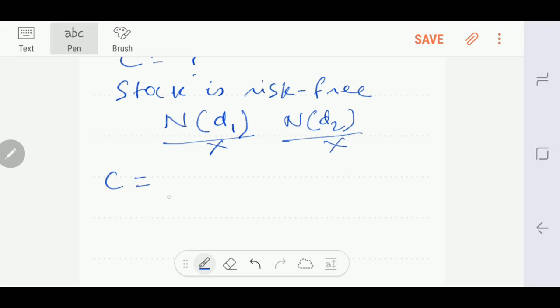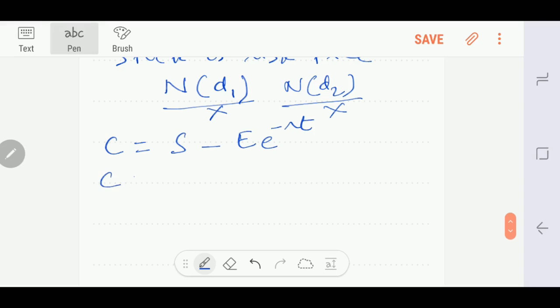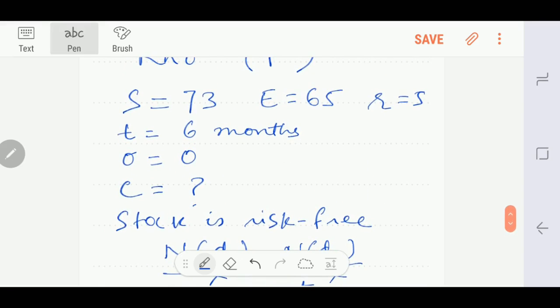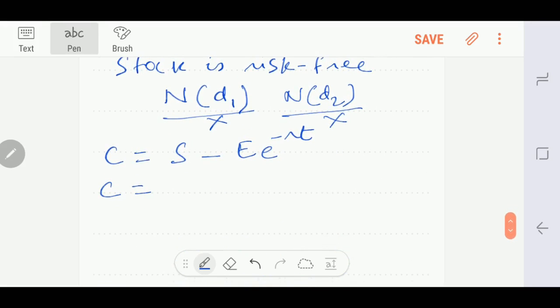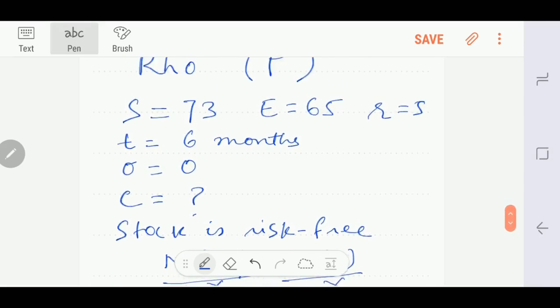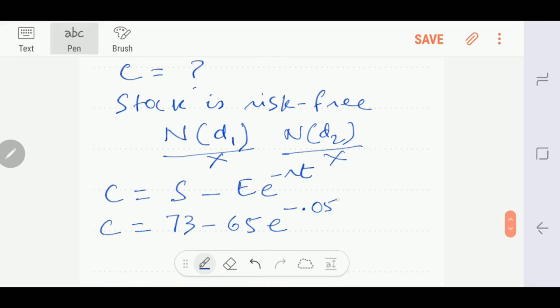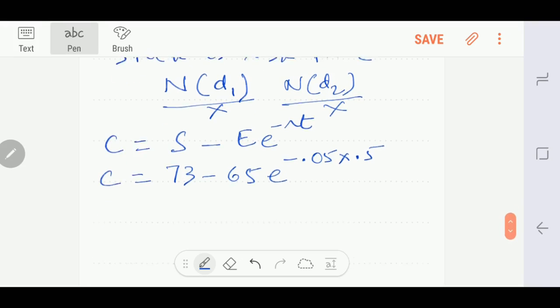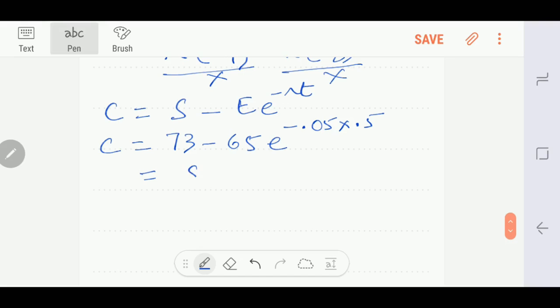So what remains is that the call will be equal to S, and we don't need the N of D1, so we can simply subtract E and compute its present value here, and then we don't need to multiply it with N of D2 because that's also not needed. So we can just plug in the numbers. C is equal to, let's check, the stock price is $73 and the exercise price is $65. So $73 minus $65, and we need to discount this 65 by multiplying it with e raised to the power of minus r, where r is equal to 5%. So we write 0.05 multiplied by time, which was 6 months, so that is half a year, so I'm writing 0.5. When you run this calculation on your calculators, you will arrive at a call value of approximately $9.60.